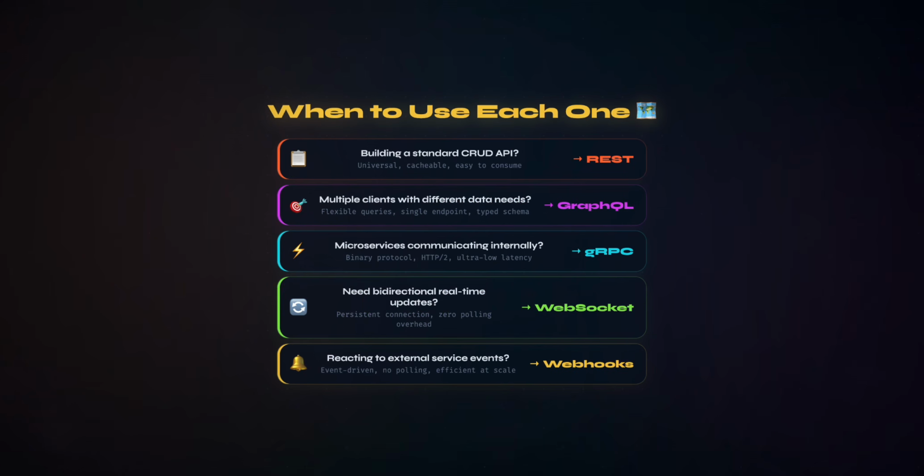WebSockets enable real-time at scale, but require managing persistent connections and reconnect logic. Webhooks are efficient and event-driven, but need a public endpoint and robust retry handling for failures. The best API is not the most advanced one. It is the one that best fits the specific problem you are solving.